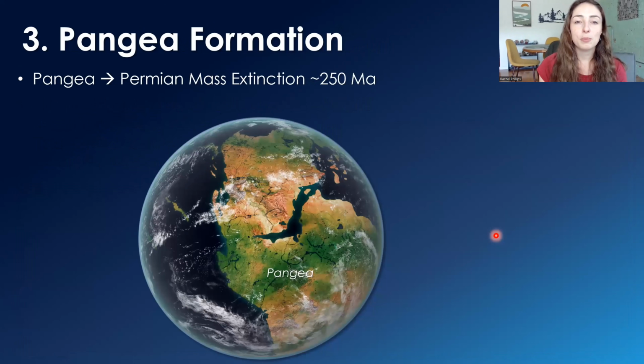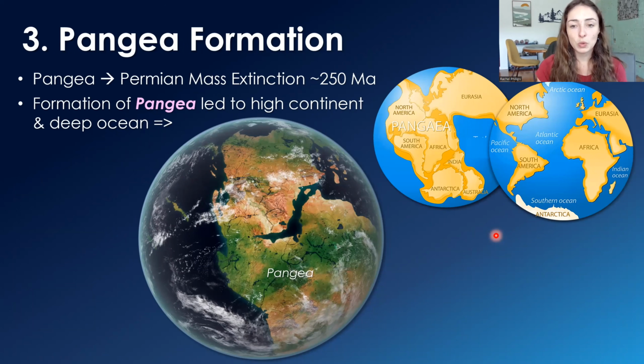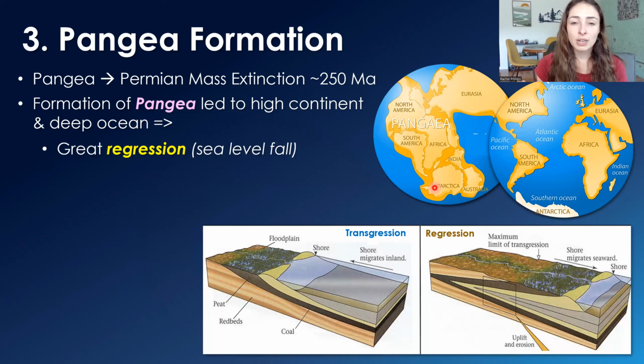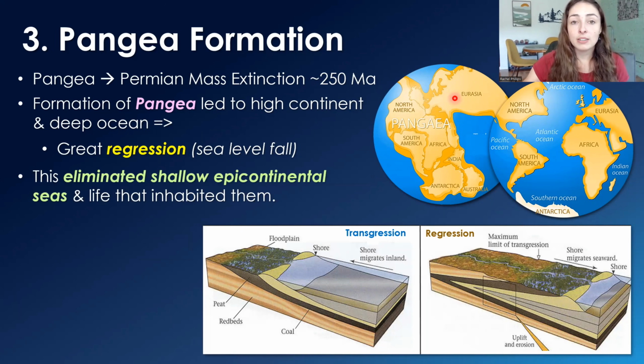Now moving to number 3, we have the formation of Pangea, which contributed to causing the largest mass extinction event of the last 550 million years. That is the end Permian mass extinction around 250 million years ago. The formation of Pangea led to a few things, one being a very high continent, deep ocean type of world. In other words, when all of the continents smashed together, the elevation was raised such that sea level fell, or rather than sea level falling, it was more of continents rising and ocean margins migrating seaward. And this is called regression. And this regression of seas off of continents eliminated shallow sea environments that were previously transgressed onto continental land masses.